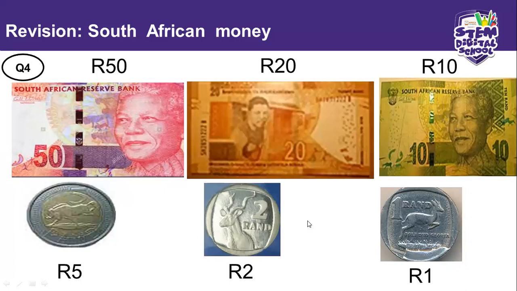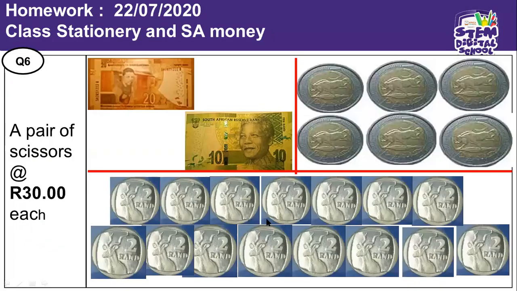Okay. So we did not finish that homework that we had. So I thought it was just right for us to finish, to go through everything. Okay. So here we were given that a pair of scissors cost 30 rand, 30 rand each.